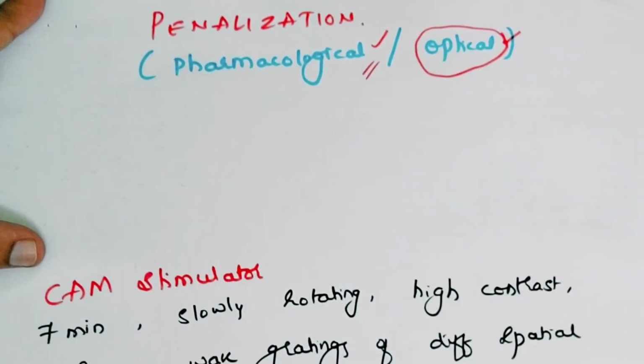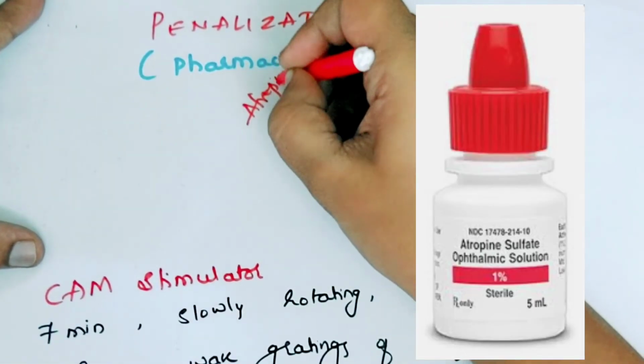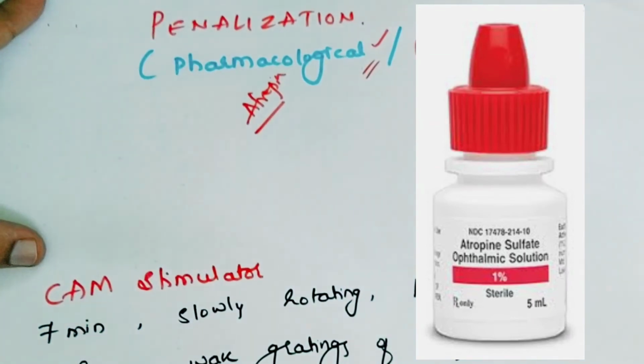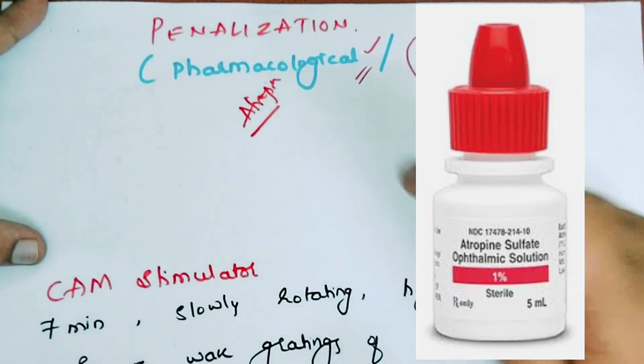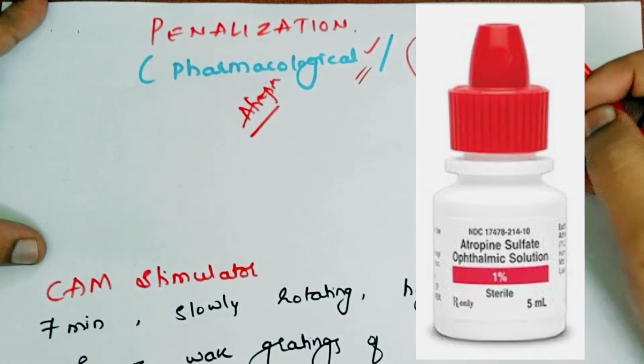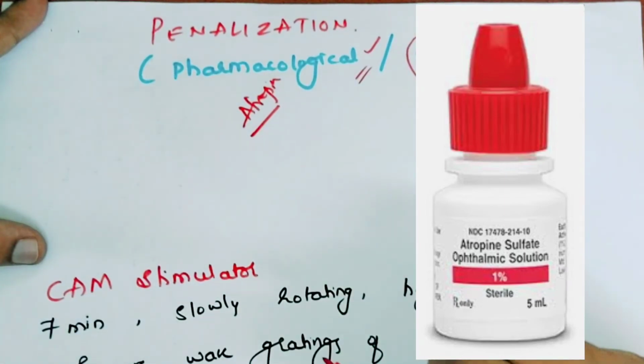In case of pharmacological penalization, we use atropine eye drops, so that the quality of the image projected to the fovea from the normal eye is poor. This type of treatment is started when the patient is not cooperative with the occlusion therapy. Otherwise, occlusion therapy is the gold standard compared to penalization.